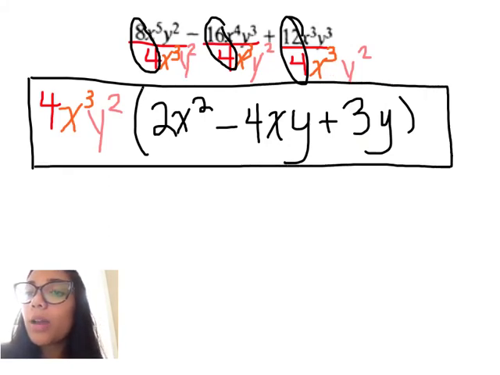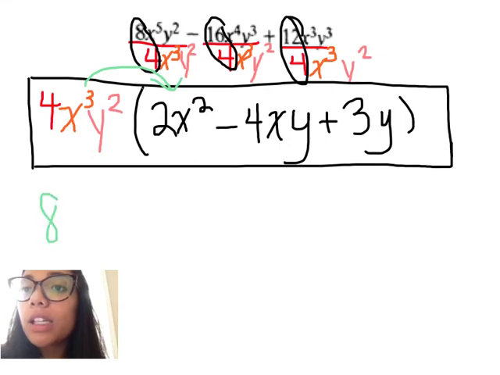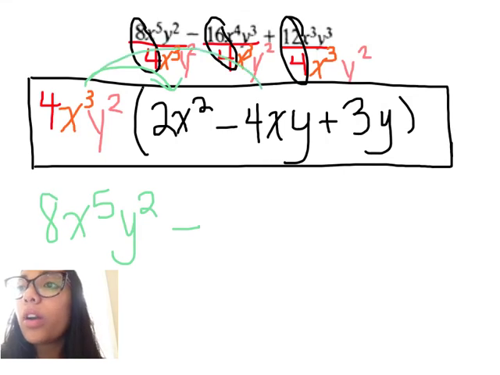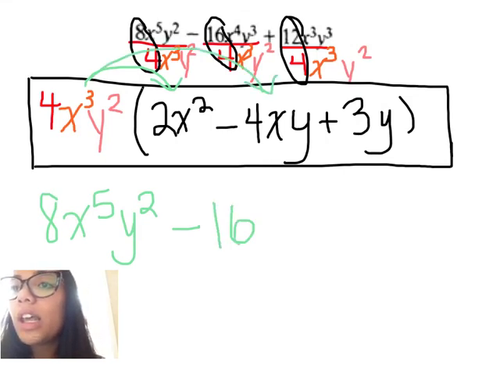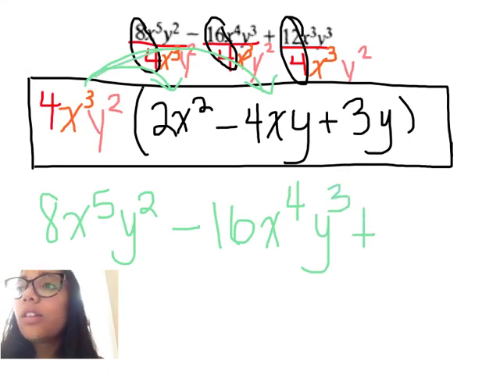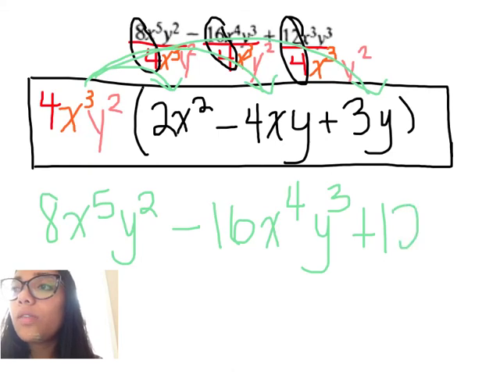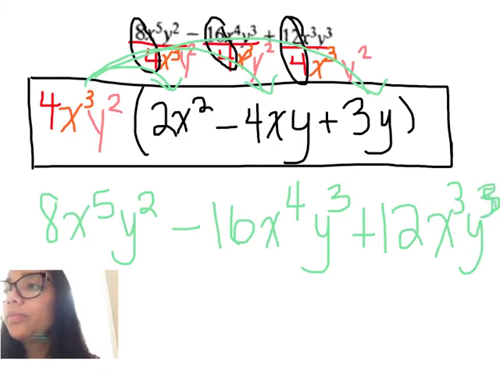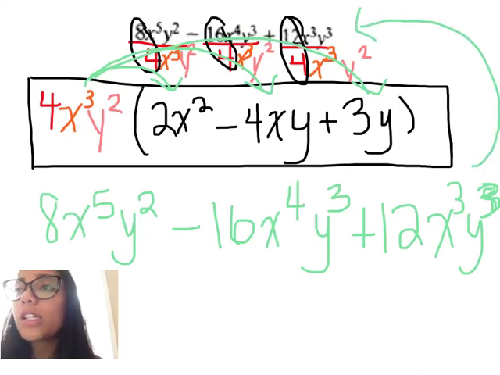If I wanted to check my work, I could distribute 4x cubed y squared. So 4 times 2 is 8, x to the 5th, y squared, minus 4 times 4 is 16, x to the 4th, y cubed, plus 4 times 3 is 12, x cubed, y to the 3rd. And that is what I started with. So I know that I did it correctly.